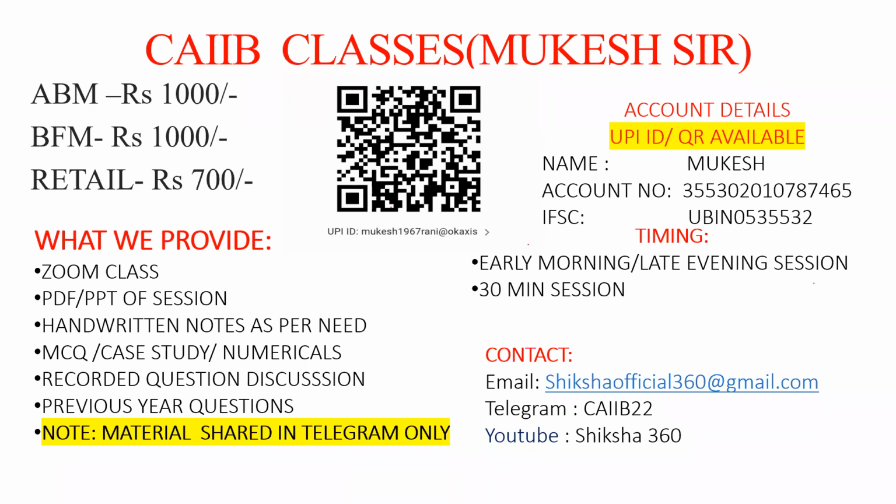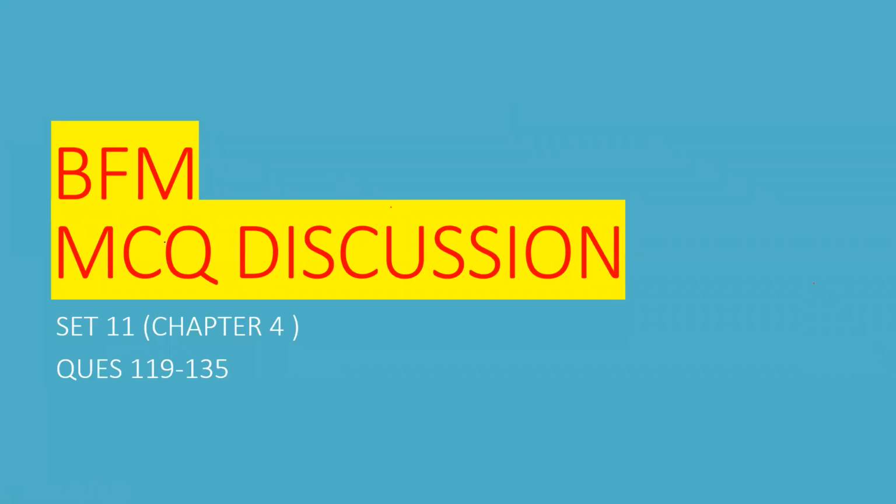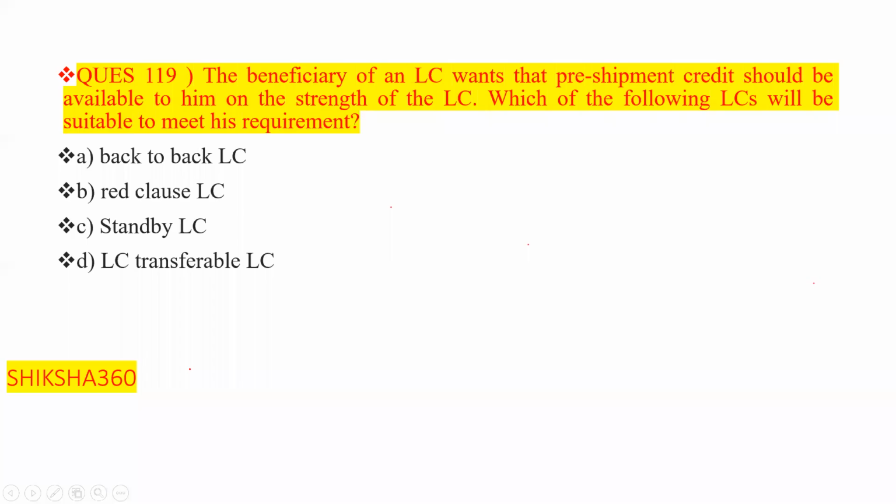Today we will start our discussion of Chapter number 4 MCQs. This is MCQ set number 11, based on chapter number 4. In this session, we will try to discuss questions from 119 to 135. So let's start our first question.